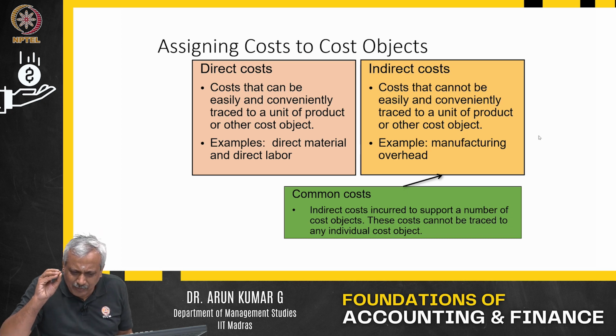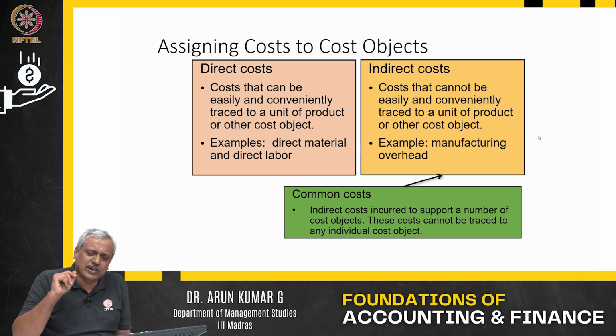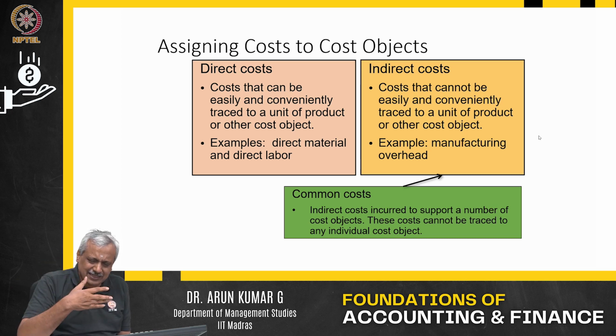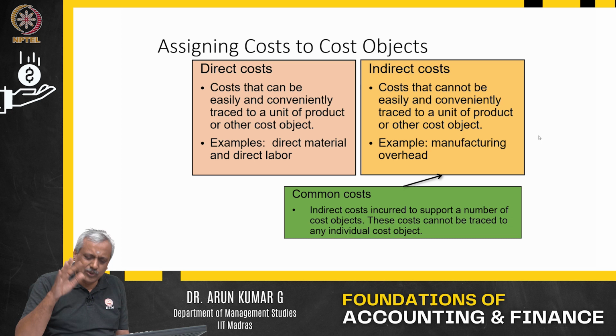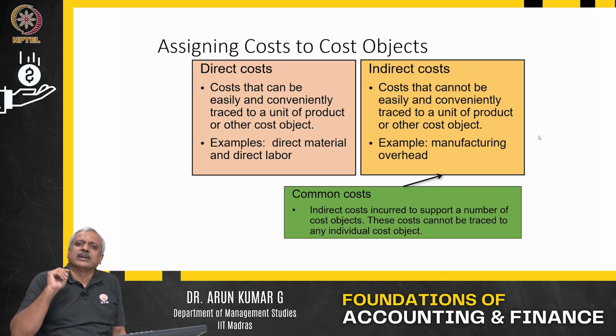Indirect cost cannot be easily and conveniently traced to the unit of the product. It is manufacturing overhead. It can be power consumption, as I talked about, or my helpers on the factory shop floor, who have no relationship with the output. They are all called overheads.